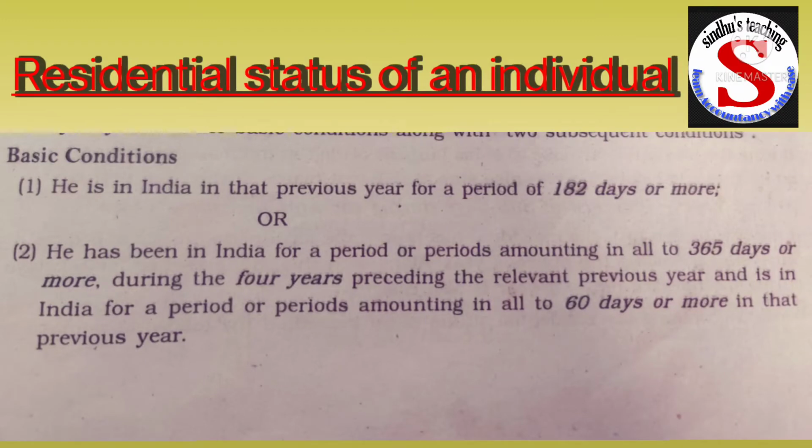So now let us see what it states. He is in India in that previous year for a period of 182 days or more, which means that the assessee should be in India in the previous year for 182 days or more. Or he should be in India a total of 365 days in the 4 years preceding the previous year and 60 days in the previous year. If he fulfills any one of the basic conditions, then he is called a resident.